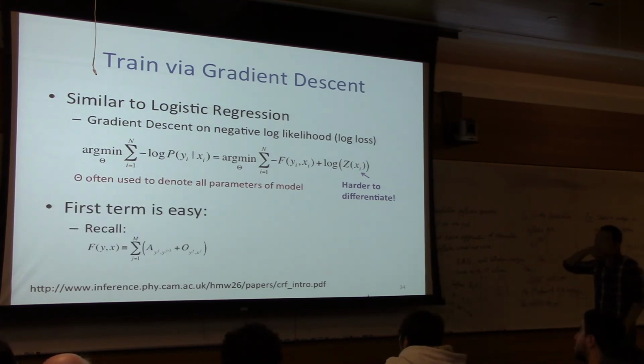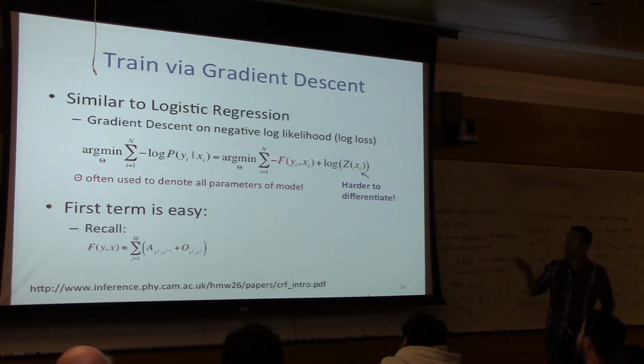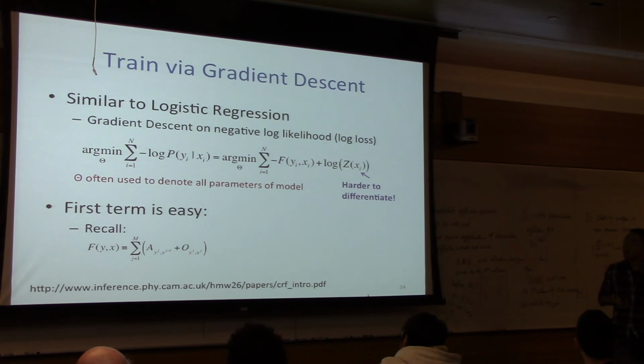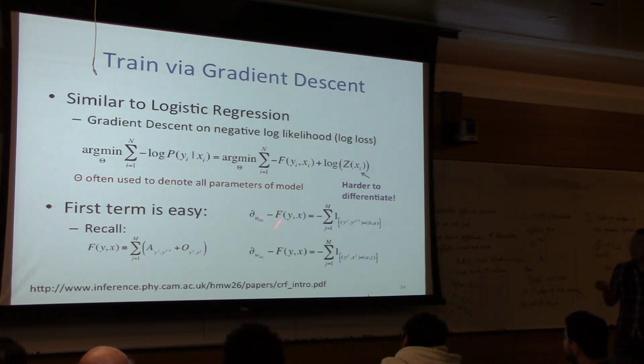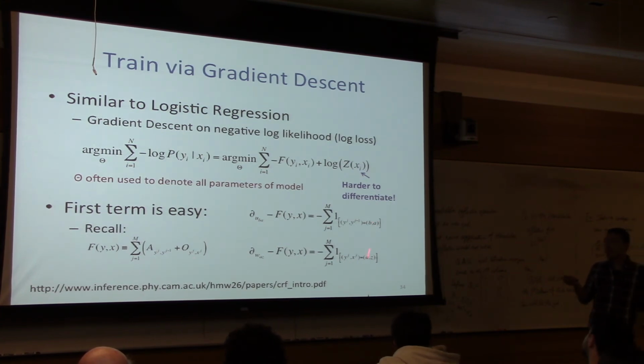Okay, so the first term is easy. This is a linear term, a linear sum over a bunch of parameters. Small typo here. For the A parameters, the first term is just counting, and for the O parameters, the first term is also just counting. You count the number of transitions, you count the number of state, part-of-speech tag and word pairs, just like in hidden Markov models.